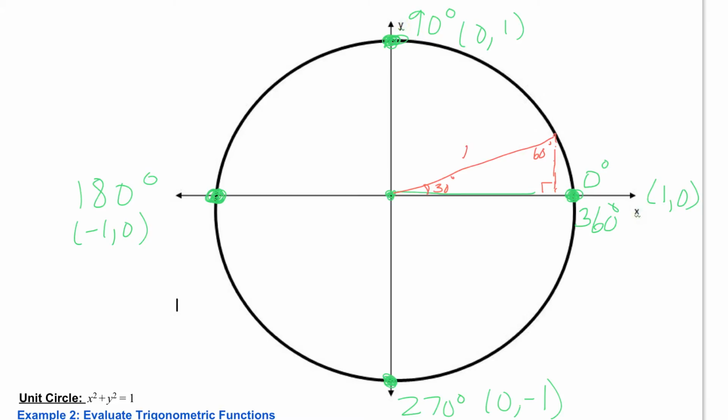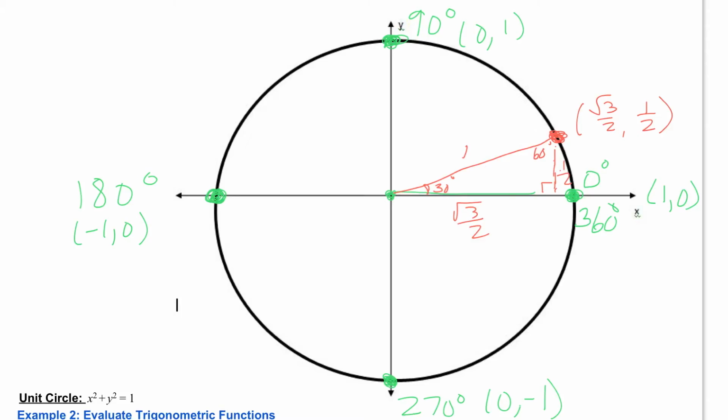So that means across from our 30 degrees is a half, and across from our 60 degrees, that length is the square root of 3 over 2. So my x value from here to here is square root of 3 over 2, and my y value is 1/2, giving me the ordered pair for this point, square root of 3 over 2, 1/2. I can look at a 30-degree reference angle in every single quadrant, but let's do one more together.